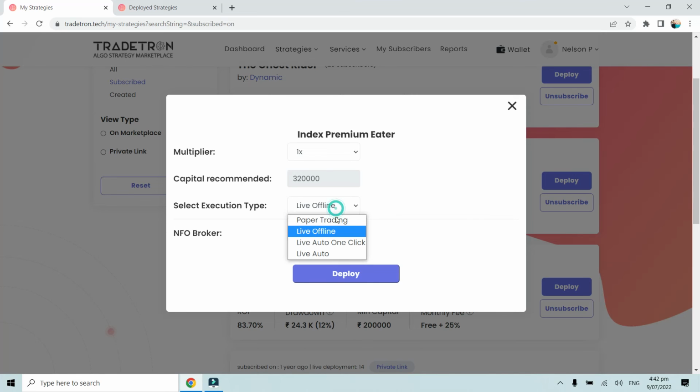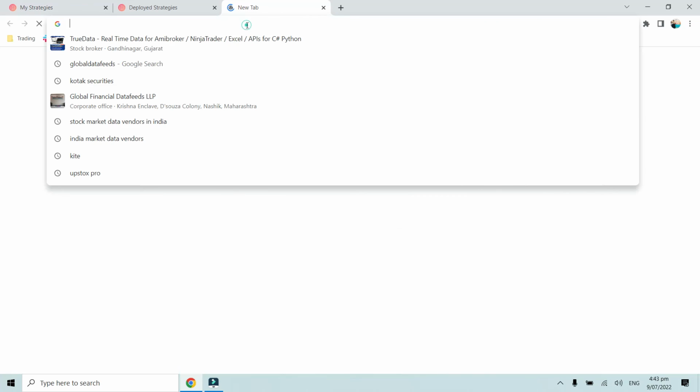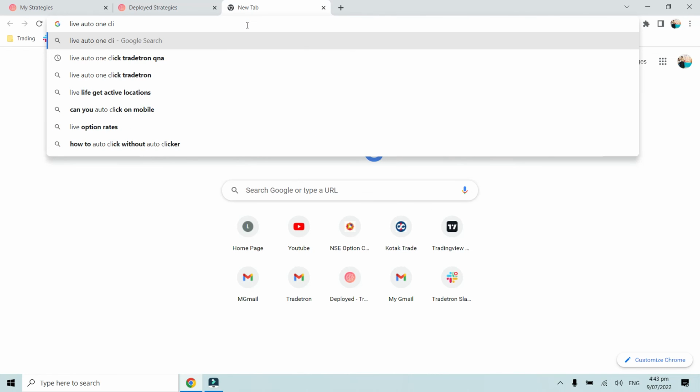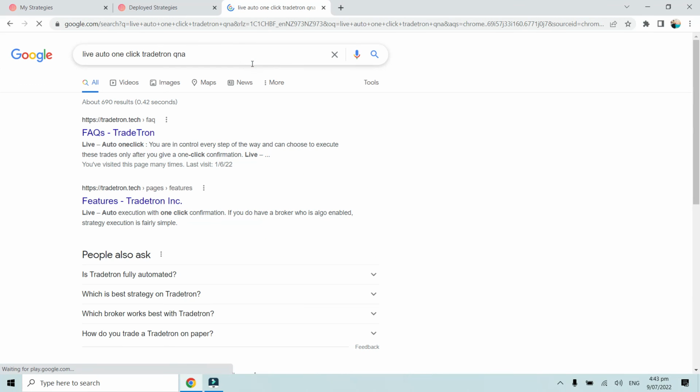All right. And next is live auto one click. Live auto one click is similar to manual trading, where for every trade that is generated by the strategy, you will get a pop-up in order to proceed with the trade. So I will just show you live auto one click.